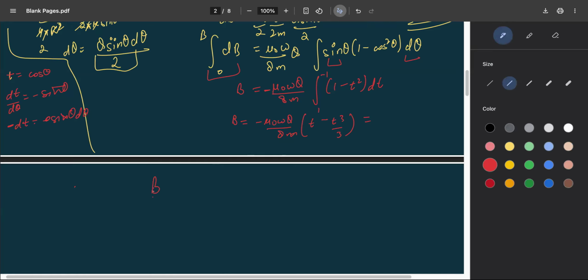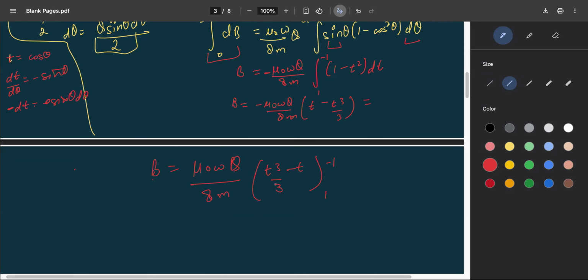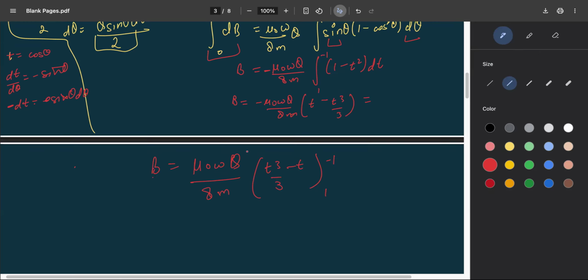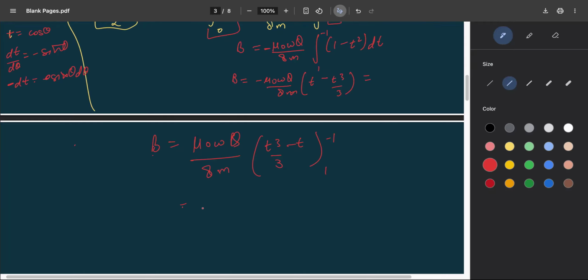So yeah, great. Now look, the magnetic field comes out as mu naught omega q divided by 2 pi times the integral of (cos^3 theta minus cos theta by 3). The limit is 0 to, sorry, 1 to minus 1. If you want to keep cos theta, then you have to keep 0 to 180, but I have converted it, so it will be like this itself. Mu naught omega q by 8 pi.